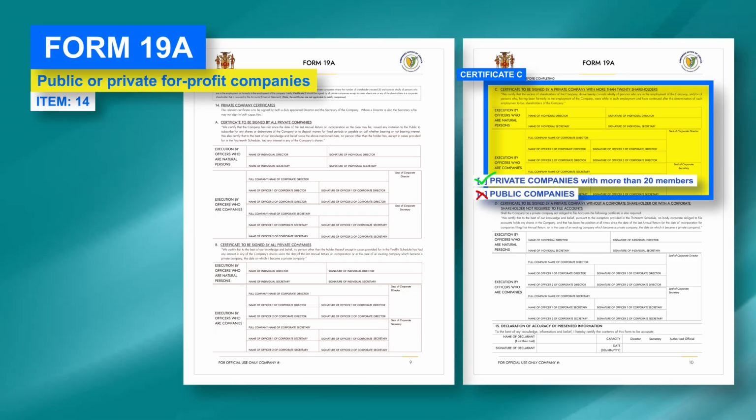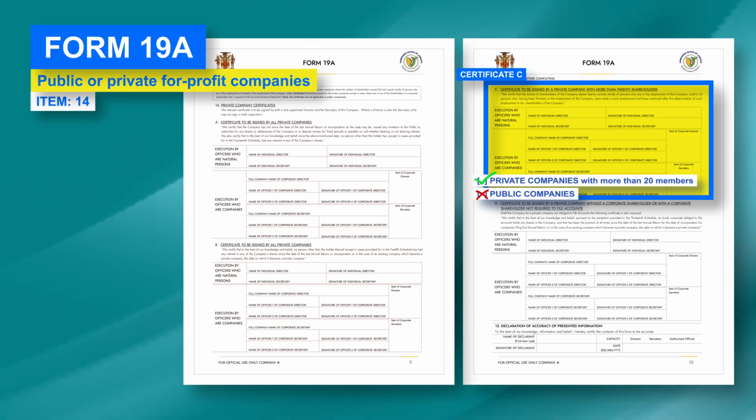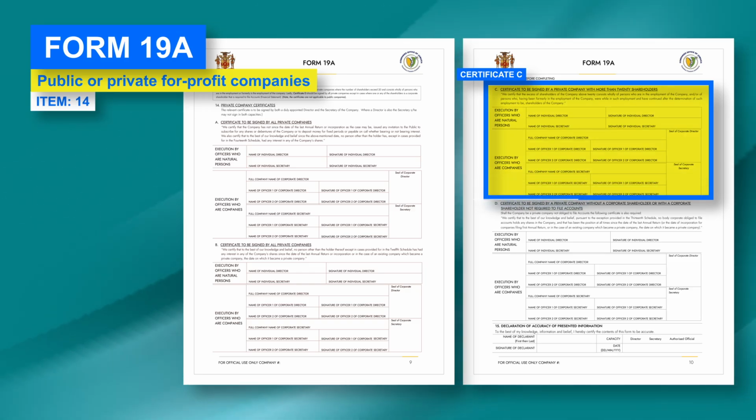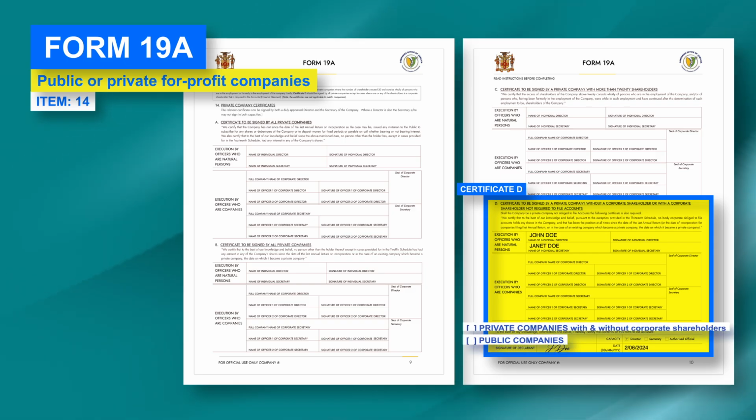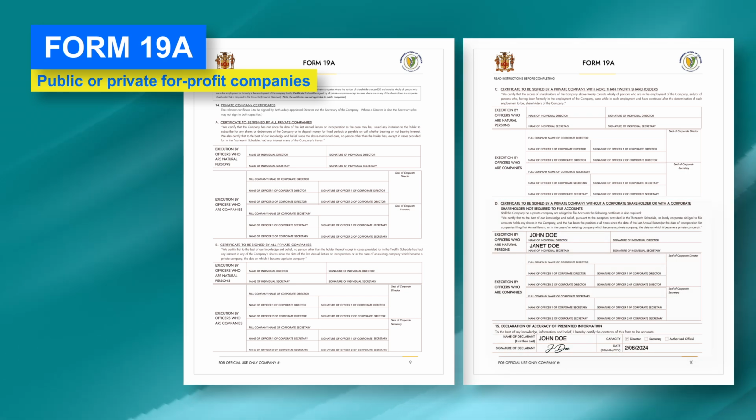Certificate C must be signed by all private companies with more than 20 members where the excess consists of persons who are in the employment or formerly in the employment of the company. Certificate D must be signed by private companies without corporate shareholders and private companies with corporate shareholders who do not file accounts with the COJ. This certificate should not be signed by public companies.